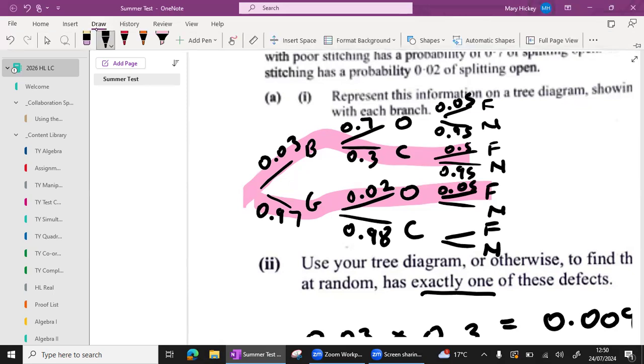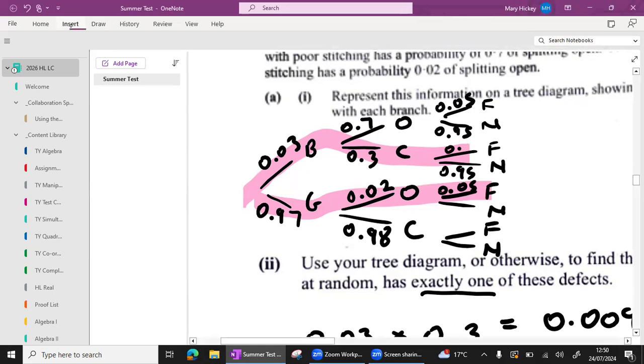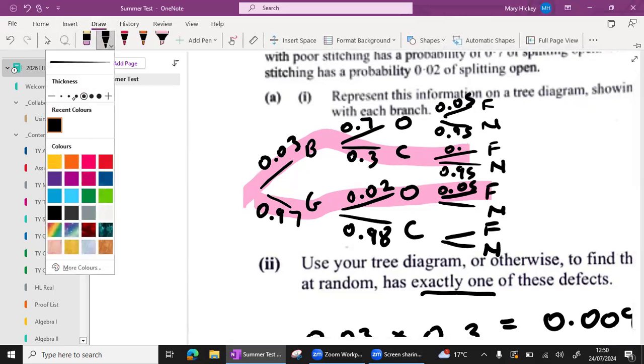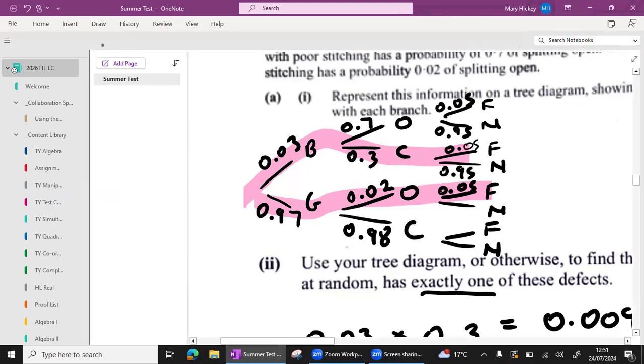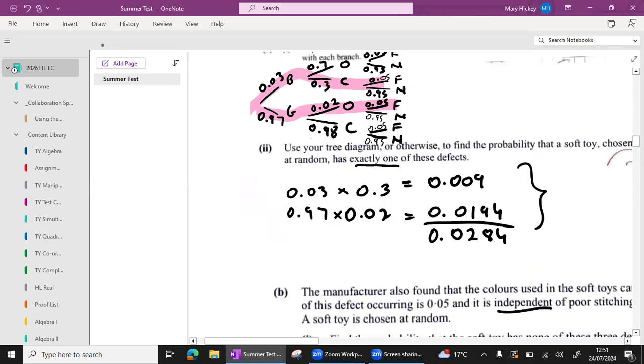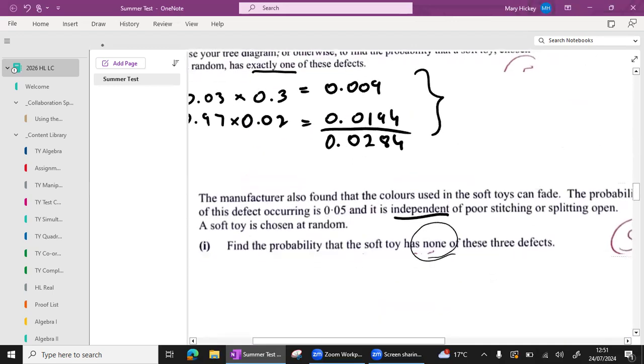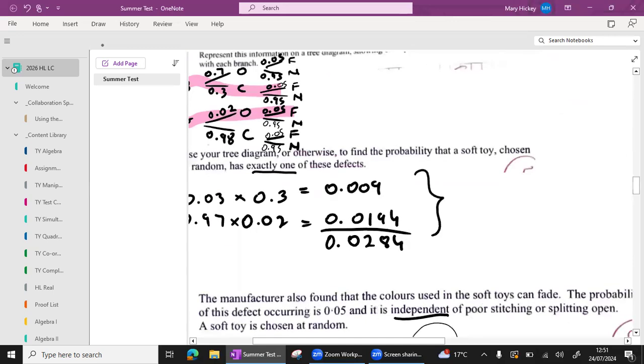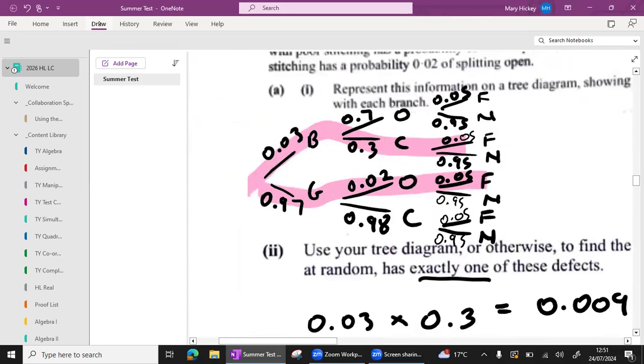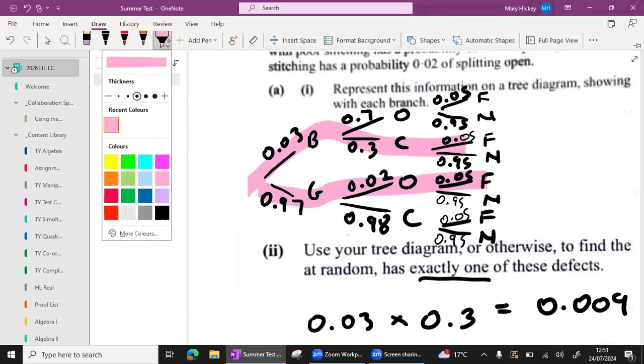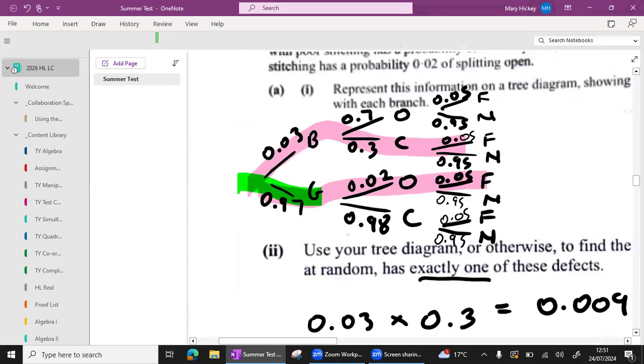So each of these branches is going to look the same. Oh, sorry, I forgot the zero there. My apologies. 0.05, 0.95, and again, 0.05, 0.95. Now, once I have my diagram filled out, the question was the probability it has none of the three defects. So if we go back up here, if it has none of the defects, we're looking for good stitching, we're looking for the fact that it stayed closed, and we're looking for the fact that it has not faded. So that's the branch we're interested in.